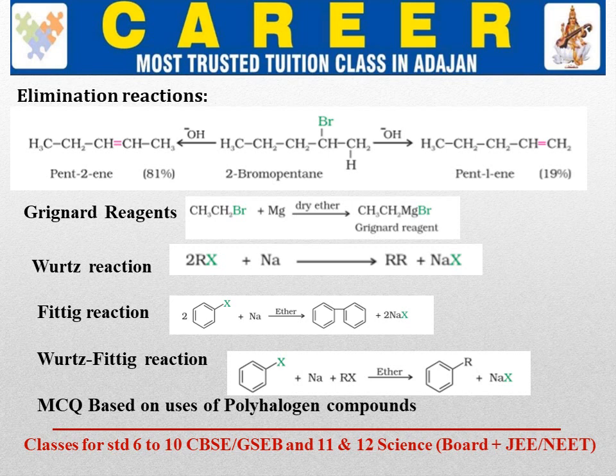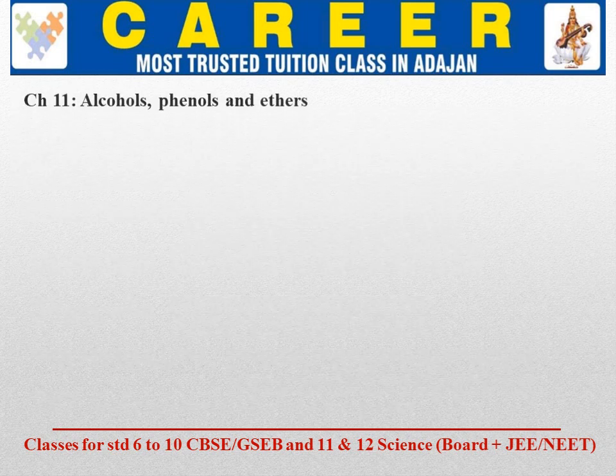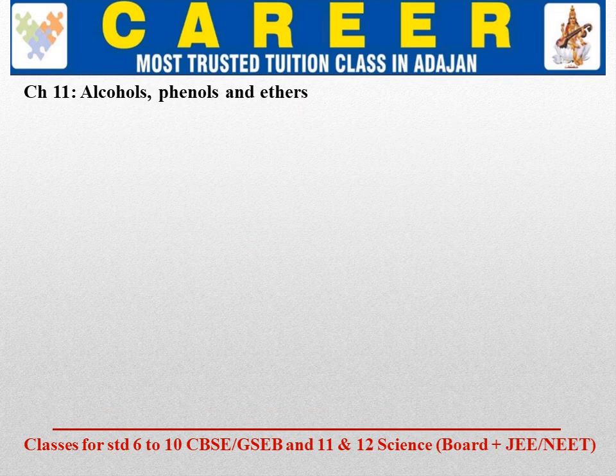MCQ based on polyhalogen compounds. If you prepare all these MCQs very carefully, then you will definitely be able to score good marks in this portion. Now from chapter 11, alcohol, phenol and ether.